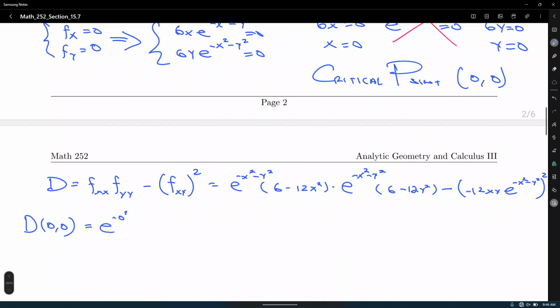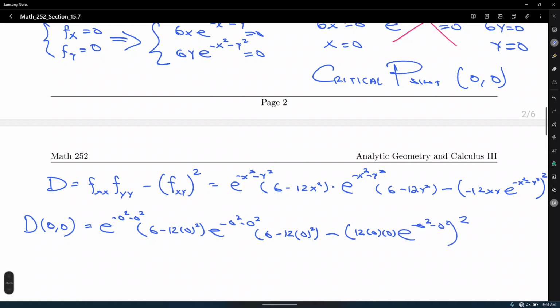E to the negative 0 squared minus 0 squared times 6 minus 12 times 0 squared, times e to the negative 0 squared minus 0 squared times 6 minus 12 times 0 squared. All right? Minus 12 times 0 times 0 times e to the negative 0 squared minus 0 squared, quantity squared. Do you guys agree this is going to go to 0? So don't even bother simplifying all that. It's going to be 0.